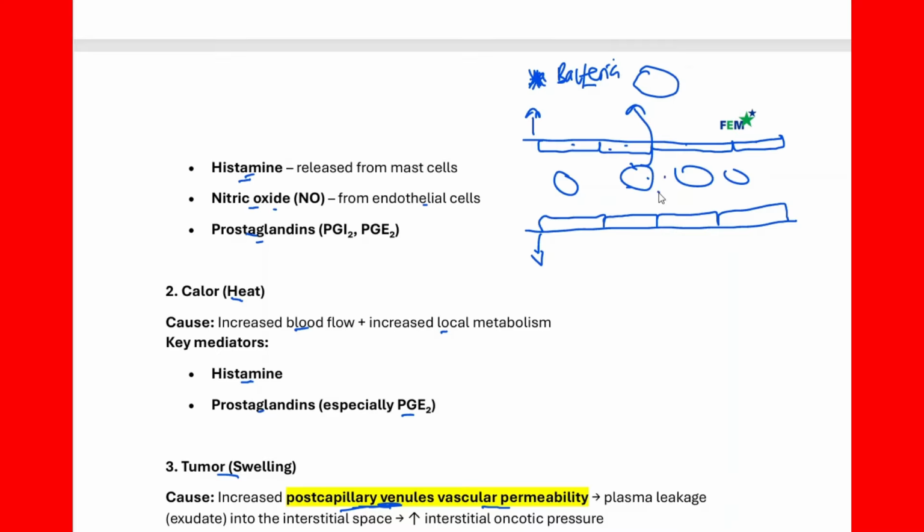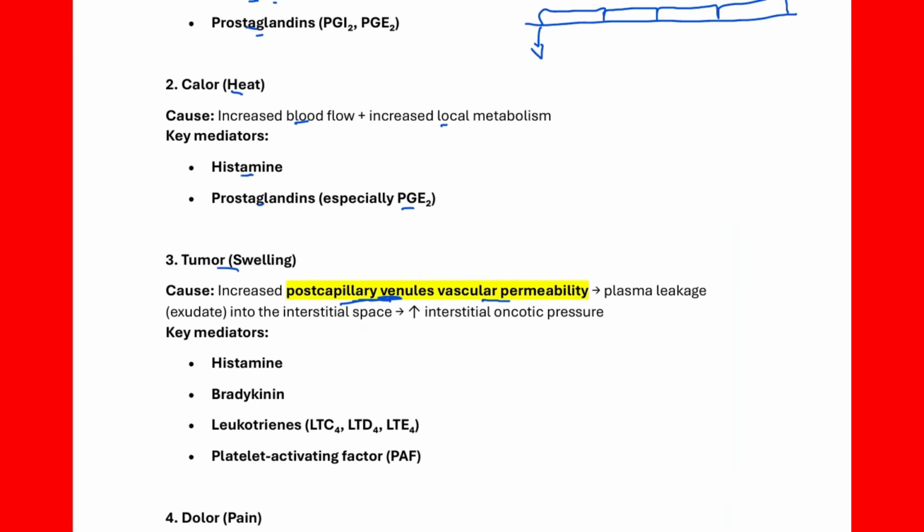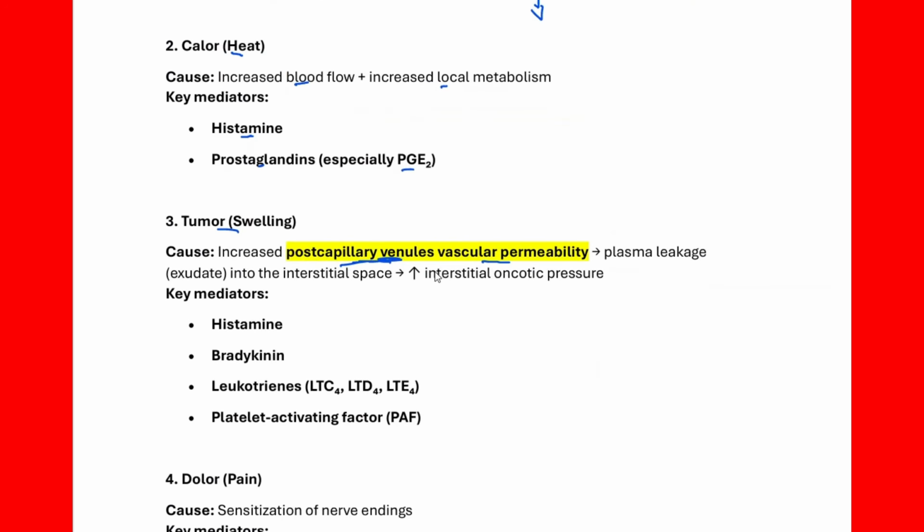And as they're moving out, all those plasma proteins in the blood vessel will start to what? They will start to move out of the blood vessel, so they move into the interstitial space. And too much fluid in the interstitial space is what we call edema, swelling, right? So that will lead to swelling. So as we can see, increased post-capillary venule vascular permeability leads to plasma leakage, which is what we call exudate, because exudate is a fluid that has a lot of cells and a lot of protein in it. And that will lead to leakage into the interstitial space.